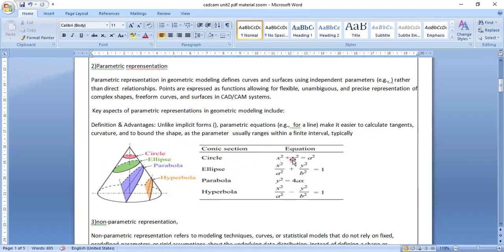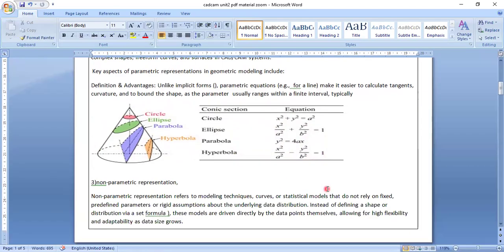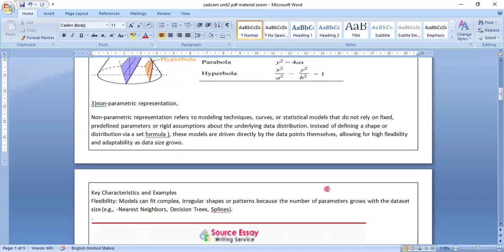If you are taking the circle, it is given by the formula x square plus y square is equal to a square. If you are taking the ellipse, you can take x square by a square plus y square by b square is equal to 1. Parabola: y square is equal to 4ax. Hyperbola: x square by a square minus y square by b square is equal to 1. These are the standard formulas. No need to discuss more about this.